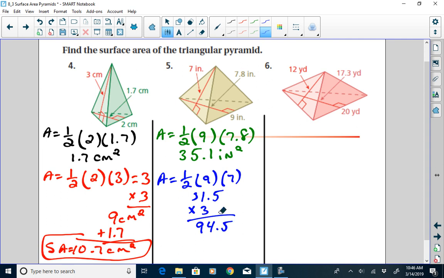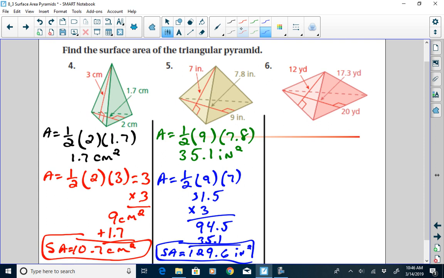We take the area of the 3 lateral faces, which are triangles. We add the area of the base, which is 35.1, and we wind up with 6. That's 9, decimal point. 9 and 3 are 12. So the surface area is going to be equal to 129.6, and those are square inches.